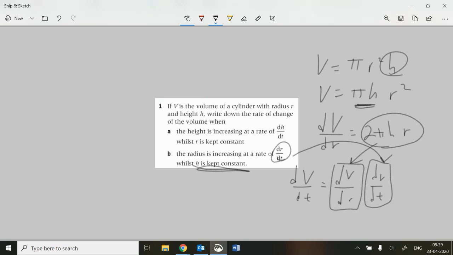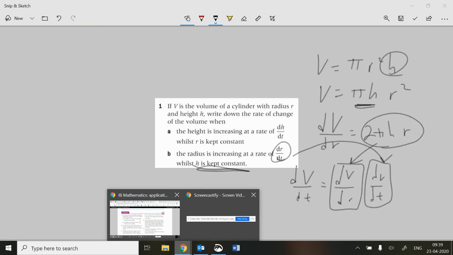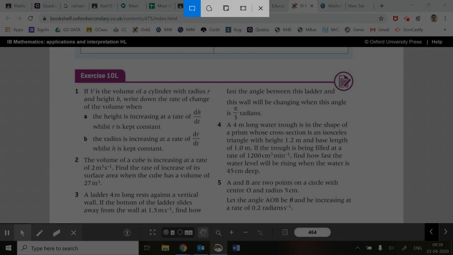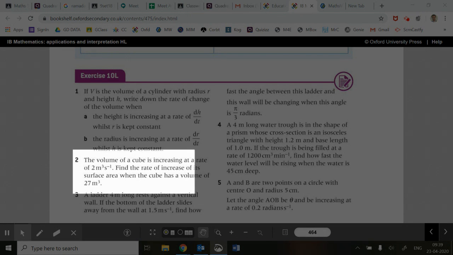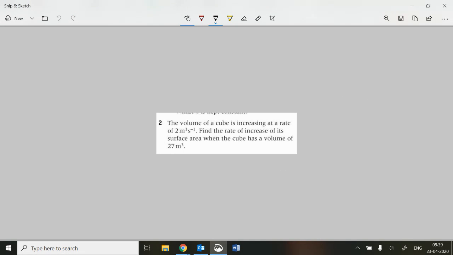Okay, I'm going to do question 2 here as well. So for question 2, it talks about the volume of a cube, and it has a side length. Let's call the side length x. It doesn't give us a variable there, but that would seem sensible. And we know, of course, that the volume of a cube is equal to x cubed, and the surface area is 6 times the area of each of the faces, x times x.